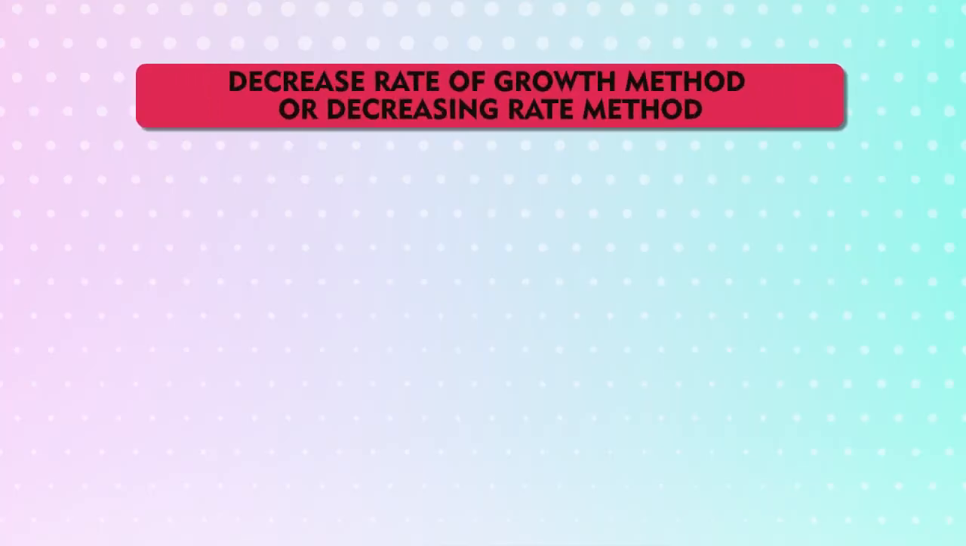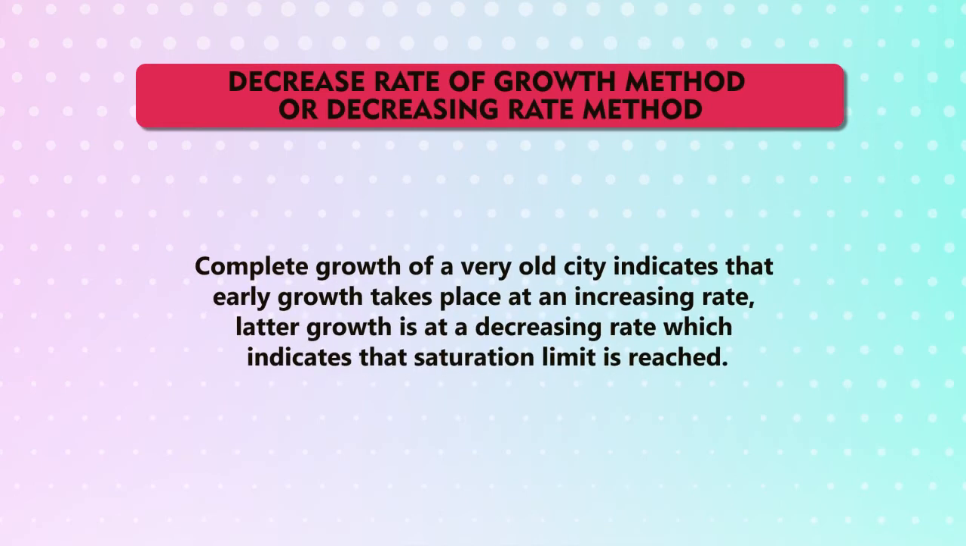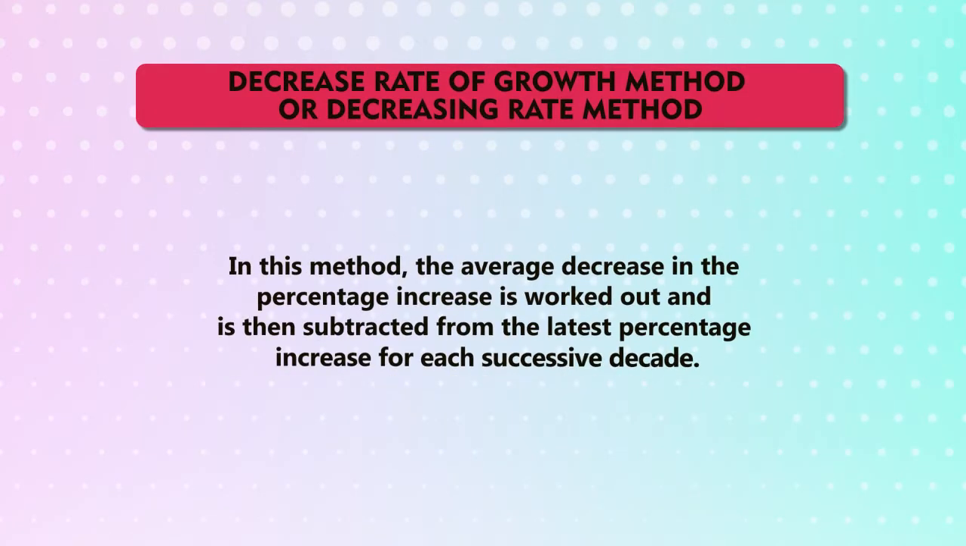Decreasing rate of growth method, or decreasing rate method. Growth of a very old city indicates that early growth takes place at an increasing rate, and later growth is at a decreasing rate, which indicates that the saturation limit is reached. In this method, the average decrease in the percentage increase is worked out and is then subtracted from the latest percentage increase for each successive decade.